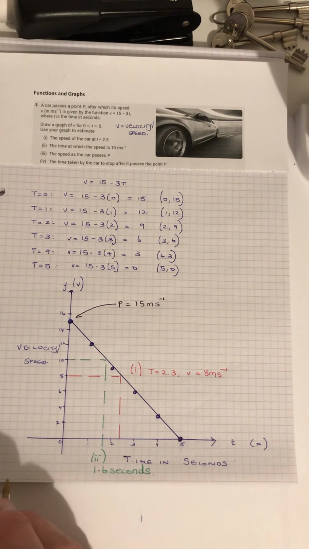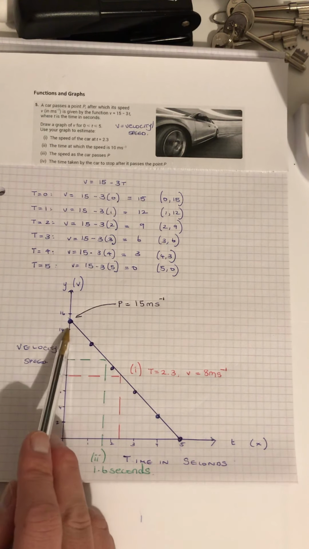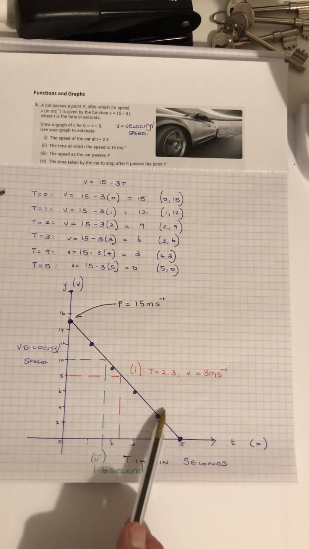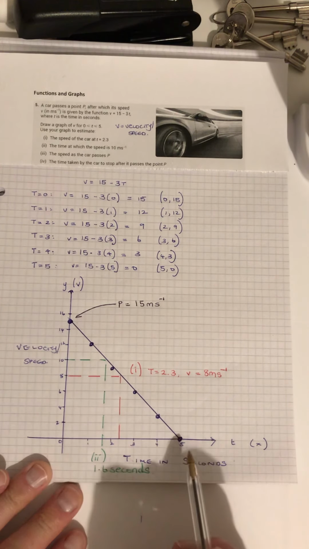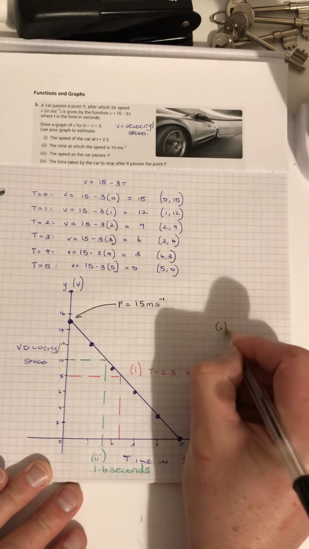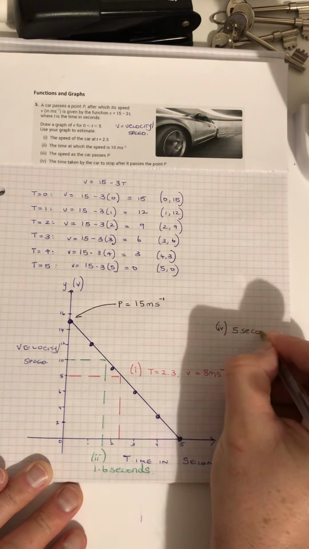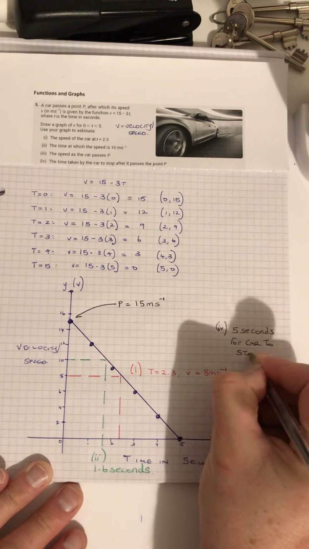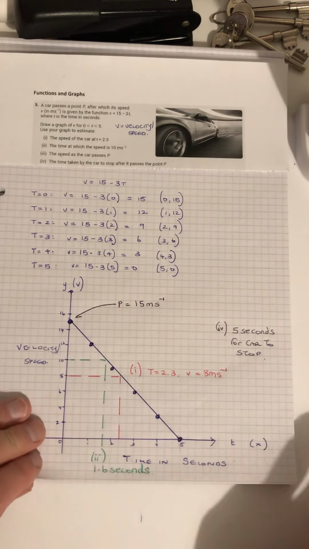Now, how long does it take the car to stop? Well, the speed is going down, look. So 15 meters per second, 14, 13, 12. So the car is eventually coming to a stop. And how long does it take the car to stop? Well, from 0 to 5 seconds. So part 4, it takes 5 seconds for the car to stop. And that's how you go about answering that functions question. Now, that's question 5 for you.